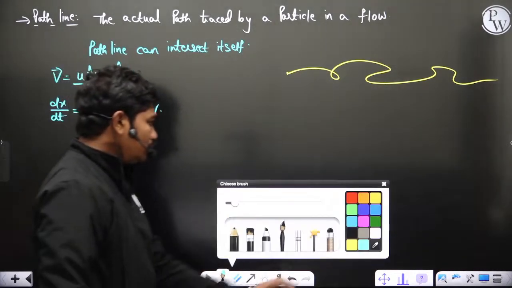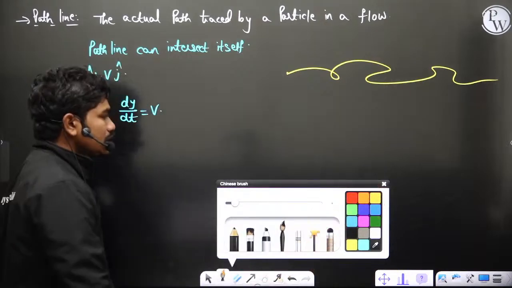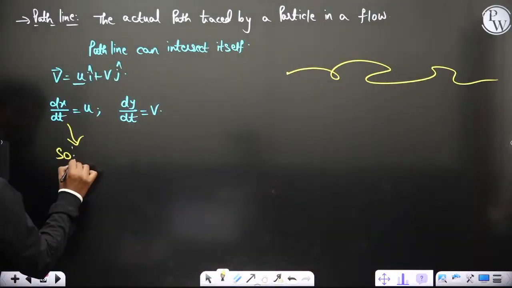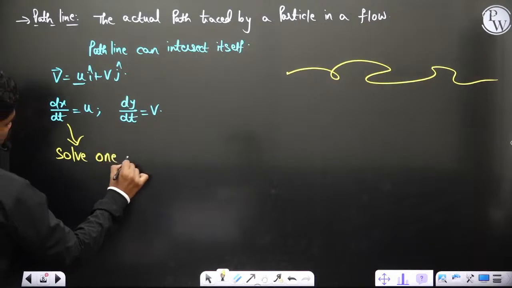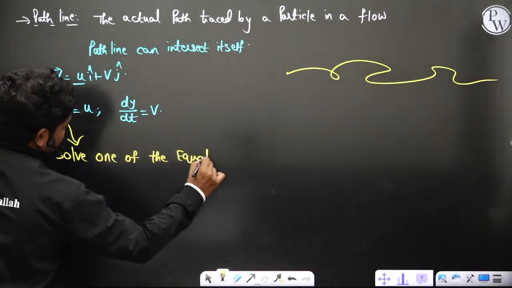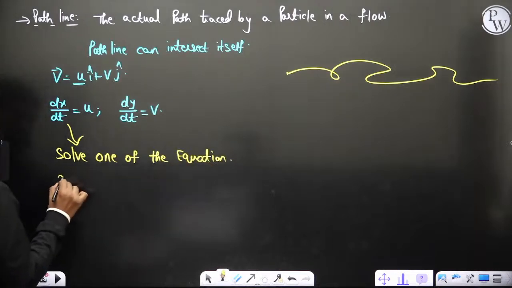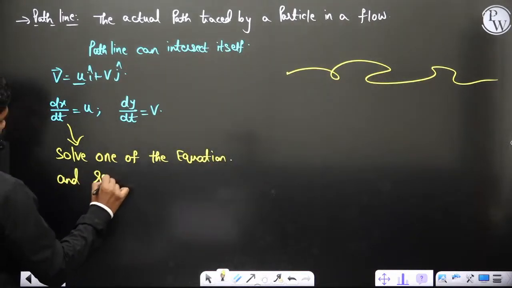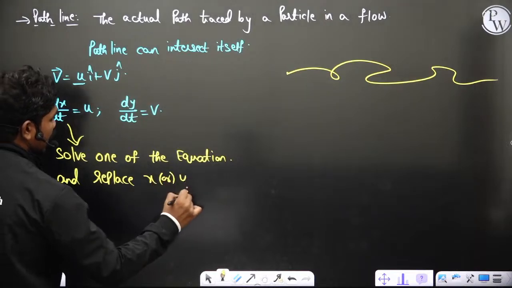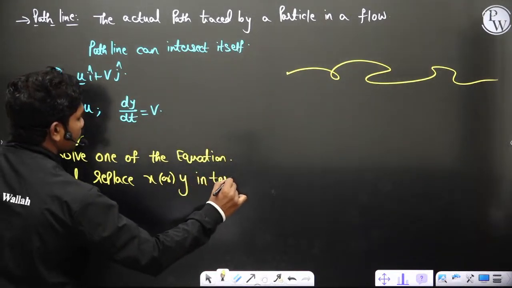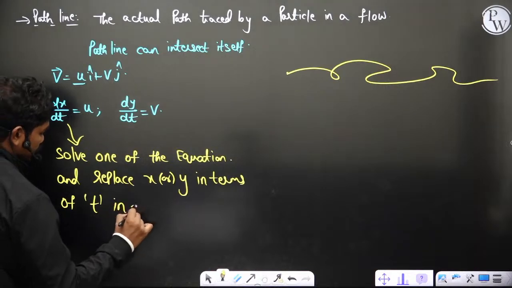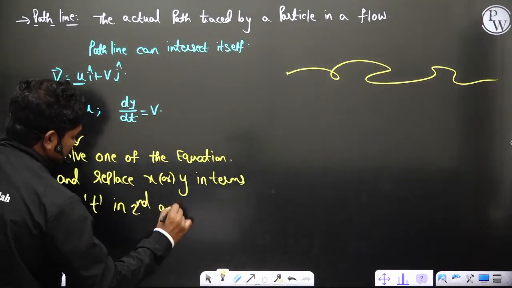Now what we'll do, we'll solve one of the equations from these two, replace x or y in terms of t in the second, and solve.